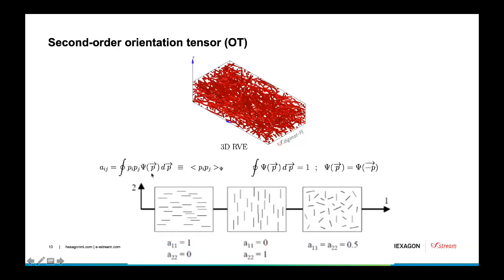And as I said, it is a measure of the average orientation in a representative volume element. And if you take some special cases, if the component 1,1 is equal to 1, that means that all fibers are aligned in the x direction. If component 2,2 is equal to 1, that means that all fibers are aligned in the y direction. And if the component is equal to 0.5, that means that the fibers are randomly oriented parallel to a plane. And you have all intermediate cases, okay?